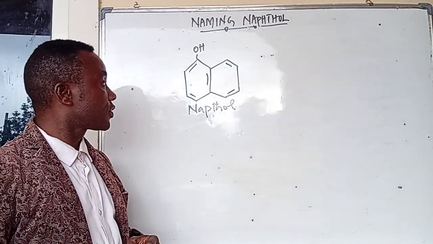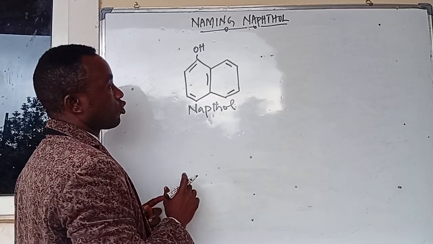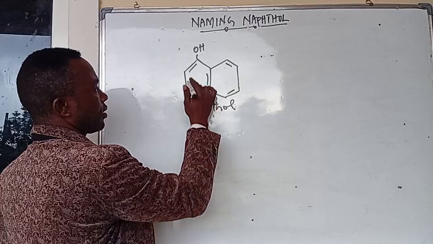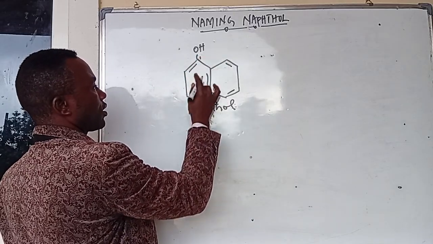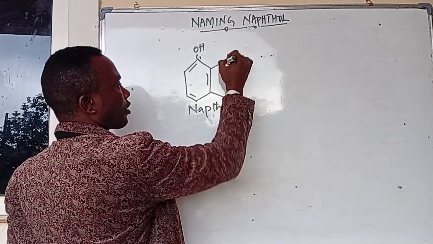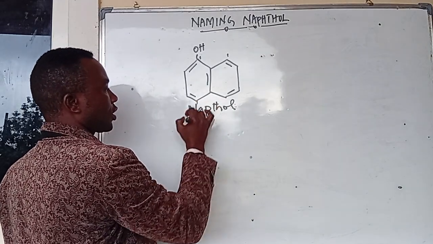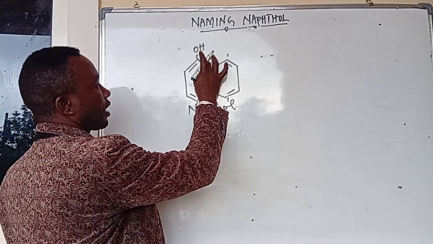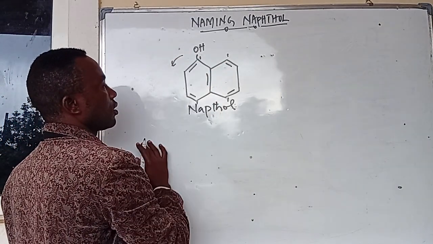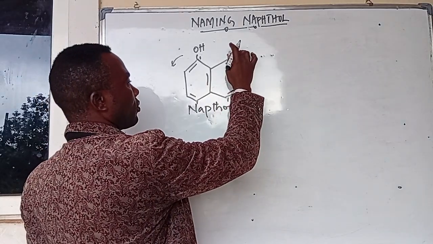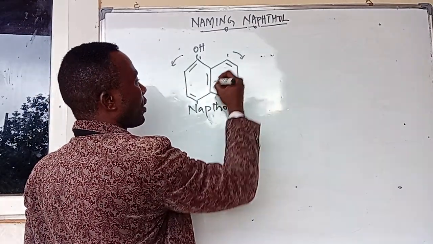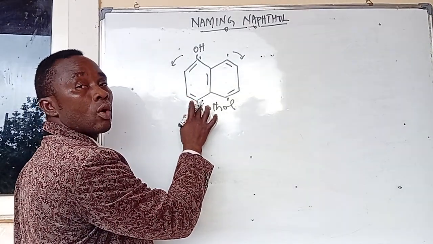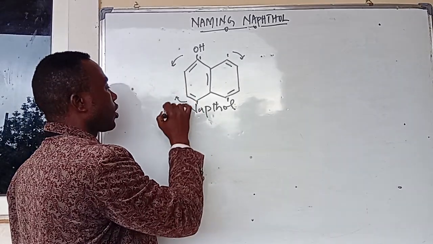Now, having seen this, we should be able to know how to number naphthol. This carbon atom here can be carbon number 1. This carbon atom can also be carbon number 1, and so can this one and this one. When this carbon atom is number 1, you number through this way. Depending on the substituents, you choose which carbon becomes carbon number 1 and number through the appropriate way.